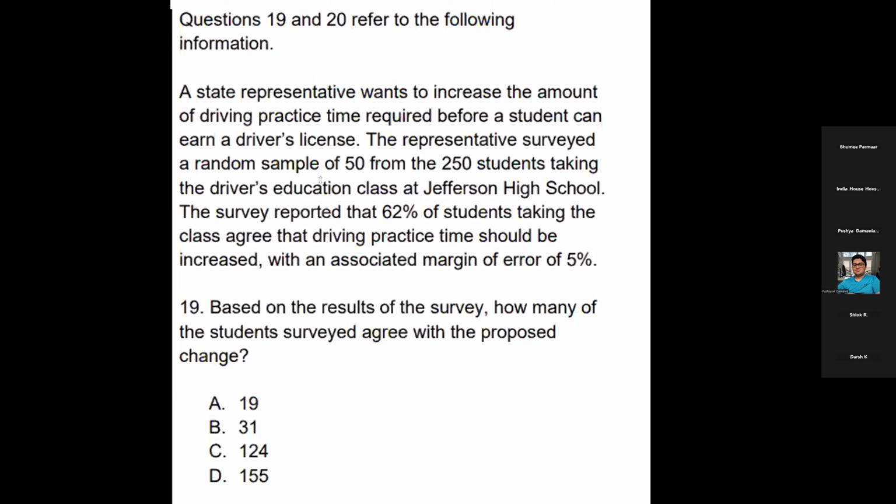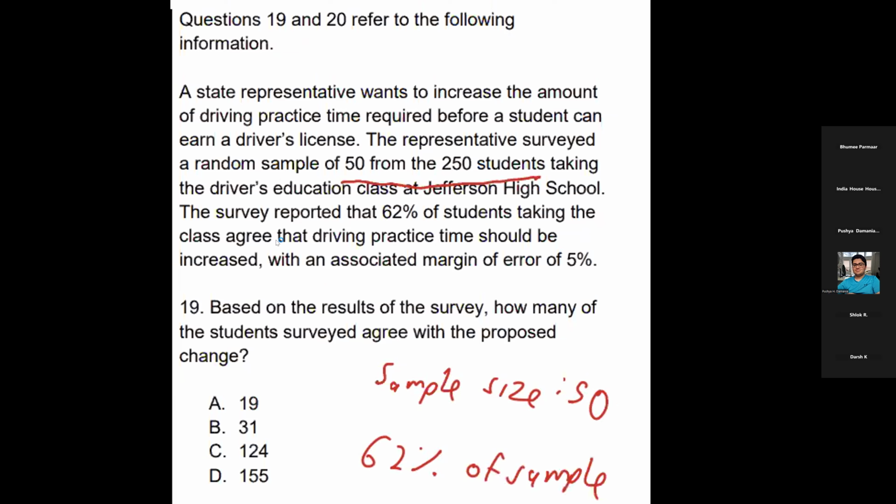Okay, so question 19, we're told a representative surveyed a random sample of 50 students from the 250 total. So the sample size is 50. And we're told that 62% of the students agree that driving practice time should be increased. So this conclusion is based on the sample. So that means 62% of the sample believed driving practice time should be increased.